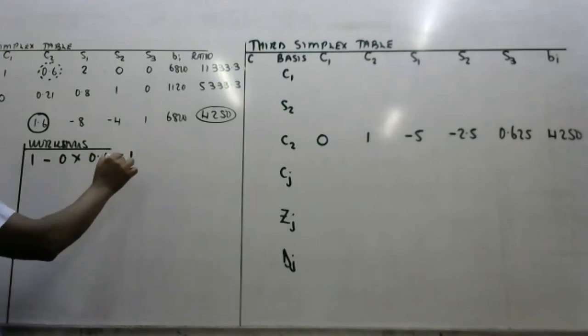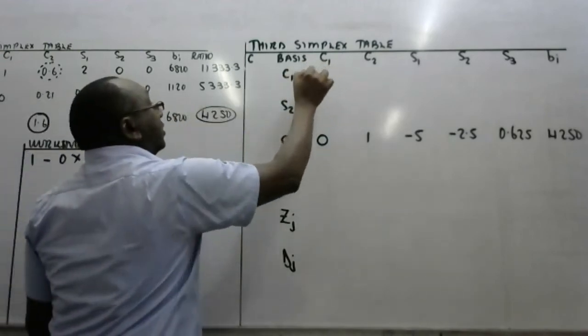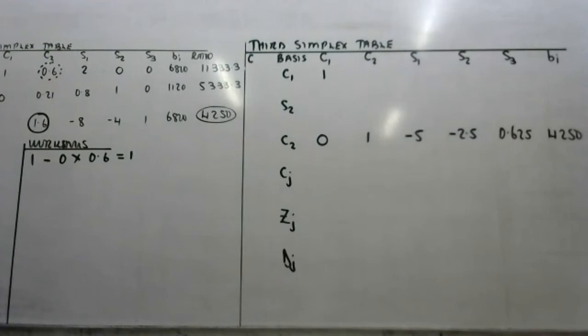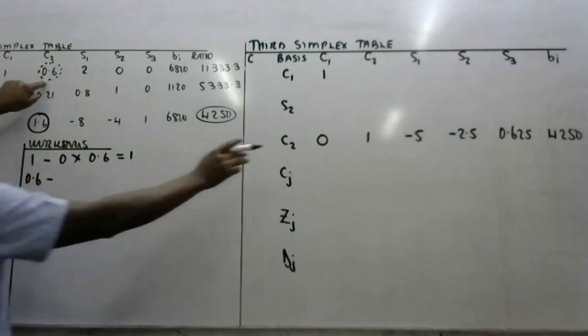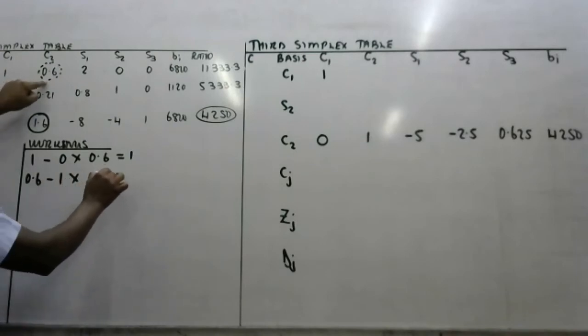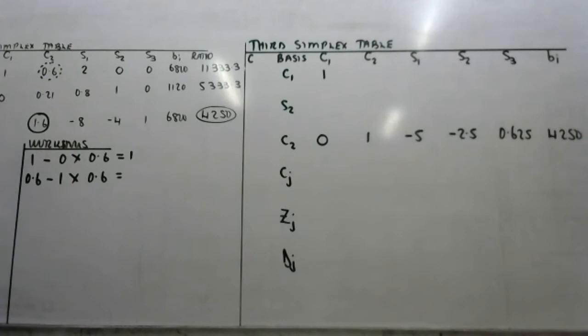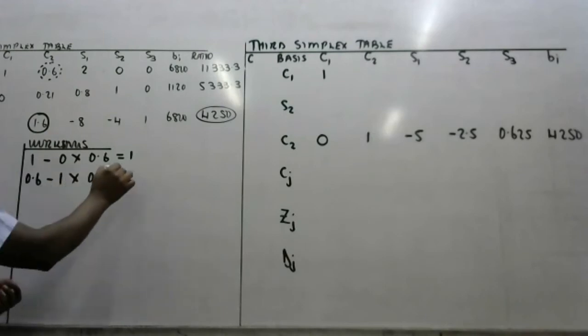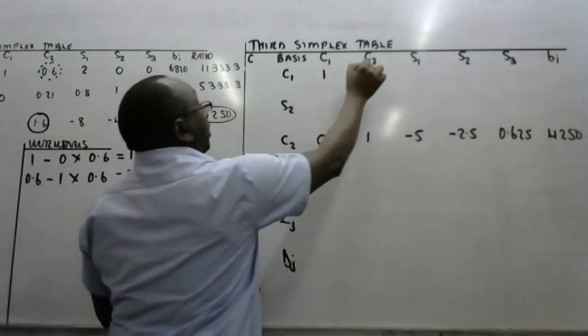1. Then you rush here and write 1. Very simple things. Okay, come to this one now. Old row is 0.6 minus new row which is 1 times balancing figure is 0.6. Zero. So you rush here and write 0.